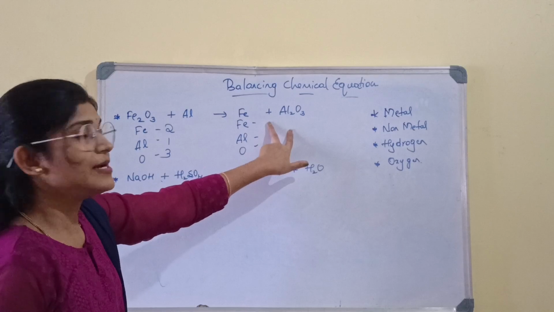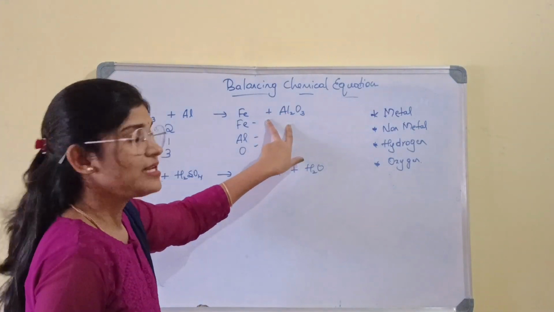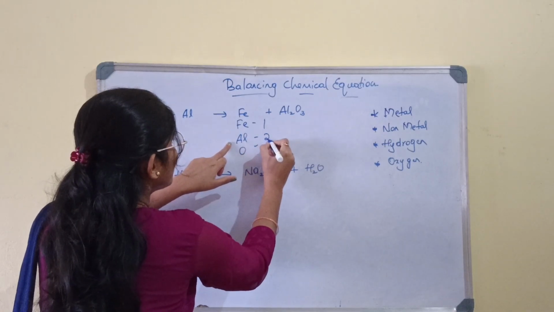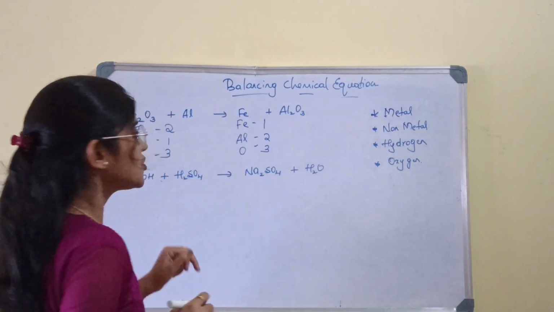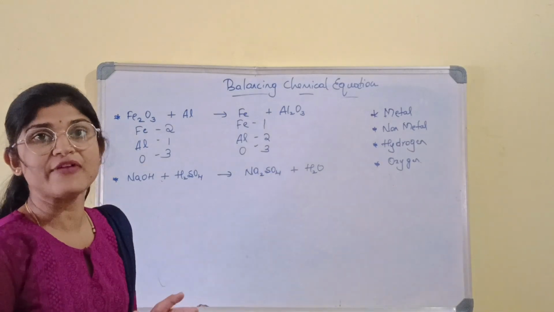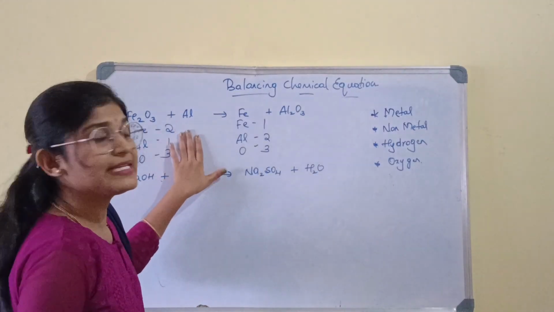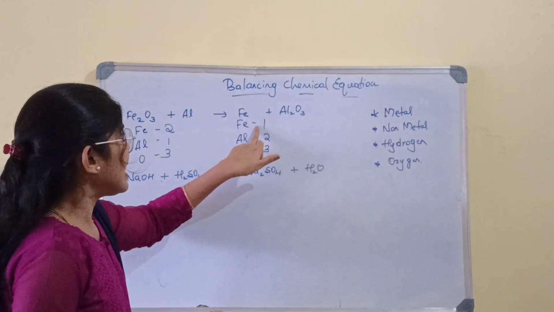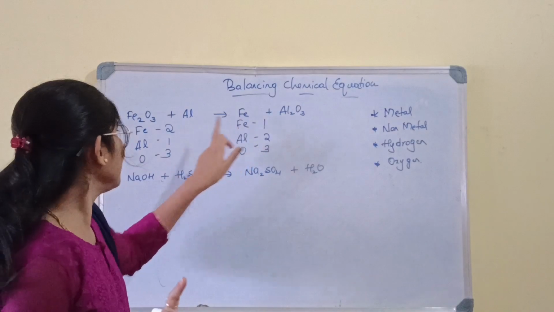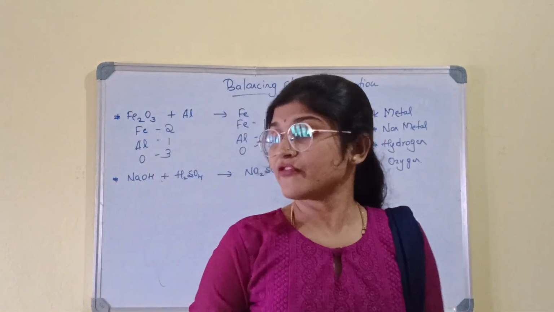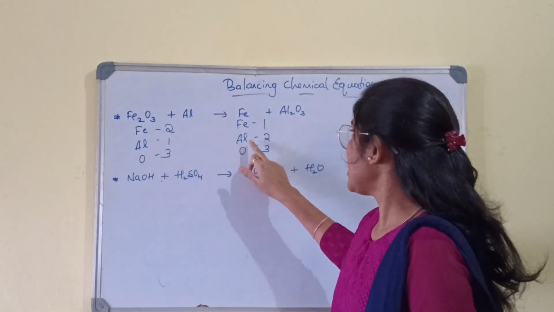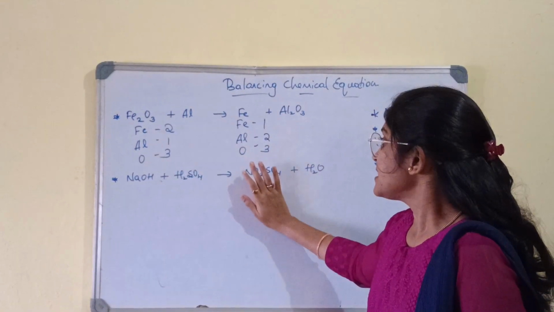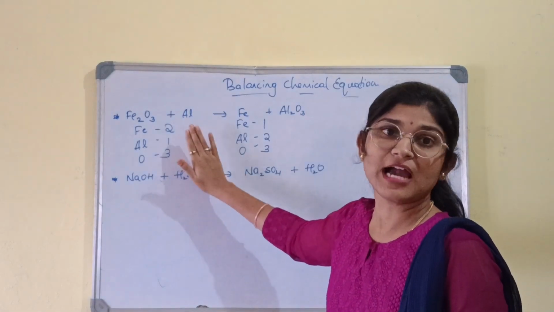Next, you go to the product side. Now what is the number of iron? 1, aluminium 2, oxygen 3. Here you can compare the number of atoms in the reactant side and product side. Reactant side has 2 iron atoms, product side 1 iron atom; aluminium 1 atom in reactant side and aluminium 2 in product side, oxygen 3. So now you have to balance the iron and aluminium.